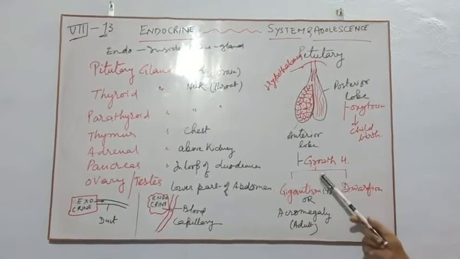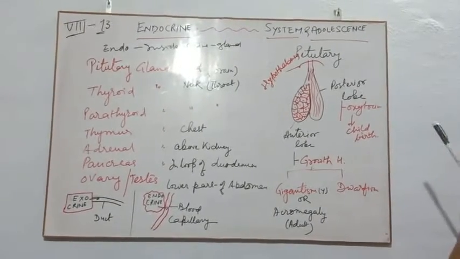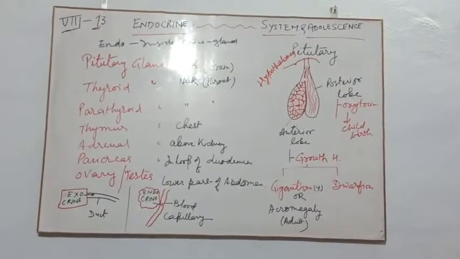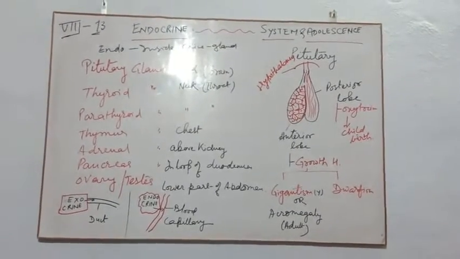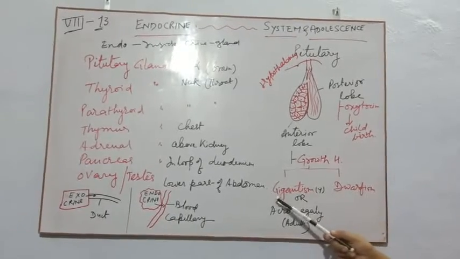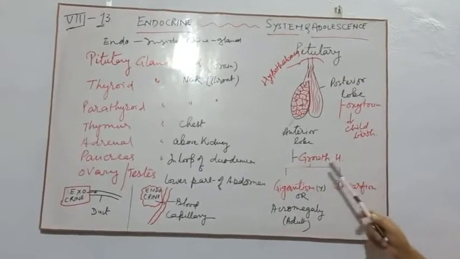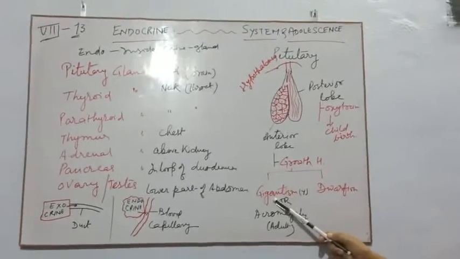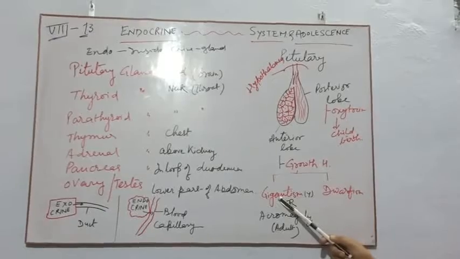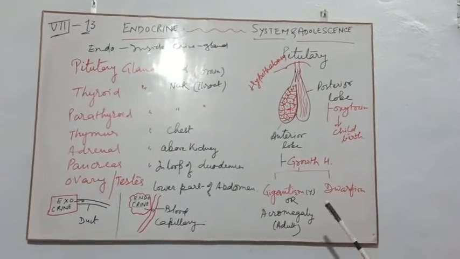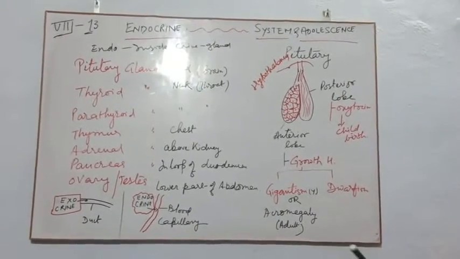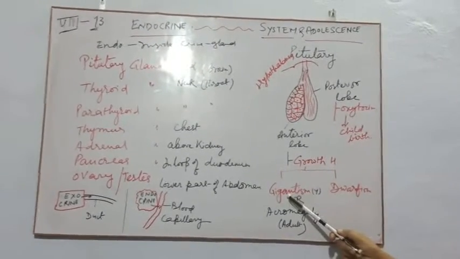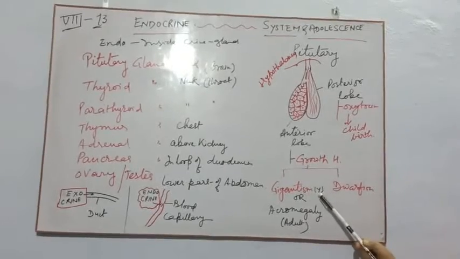Now children, everything in our body may be used more or less in amount, but it should be proper. If it is not proper, then it leads to some diseases. If growth hormone is released more, the name of the disease is gigantism, giant size. Giant size means a very big structure of that organism, and it occurs in the young.